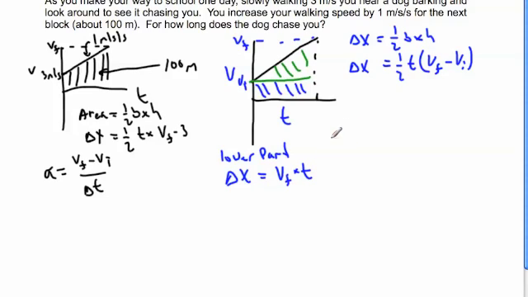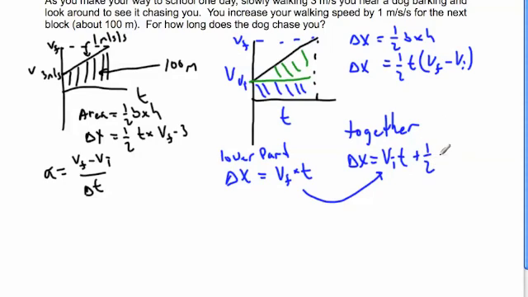And so together the displacement of the whole motion will be VIT from here and 1/2 VF minus VIT over here.